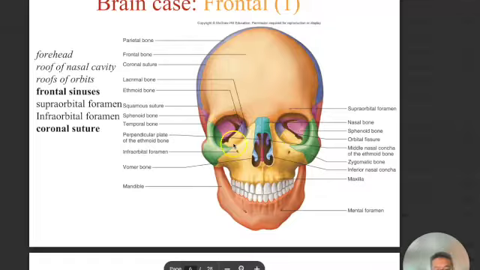It's the sphenoid bone inside the skull, but I'll show it to you in a different orientation. Here we have the sutures. Here's the coronal suture, and I'll switch to the other one so you can see better.